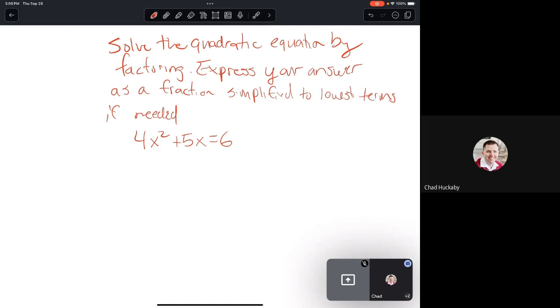So what step would you do first? What would you think you should do to start to get to factor this? Well, my first thought is that I want it to be in the form ax squared plus bx plus c equal to 0. So I want to move the 6 from the right-hand side to the left-hand side of the equation by subtracting 6 from both sides.